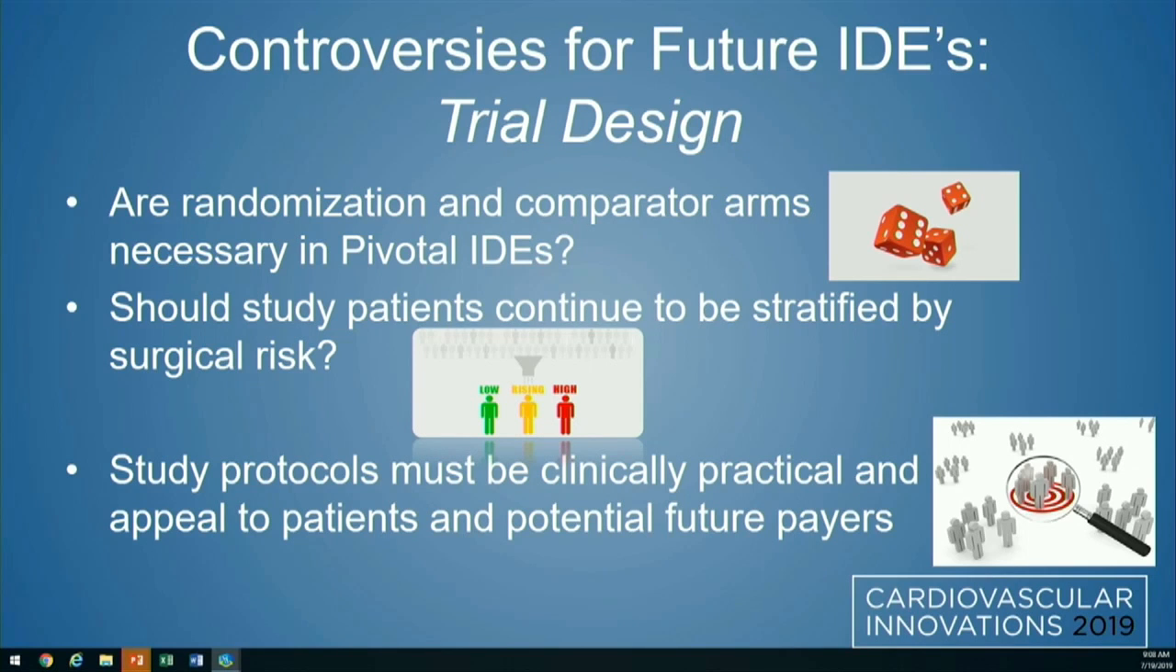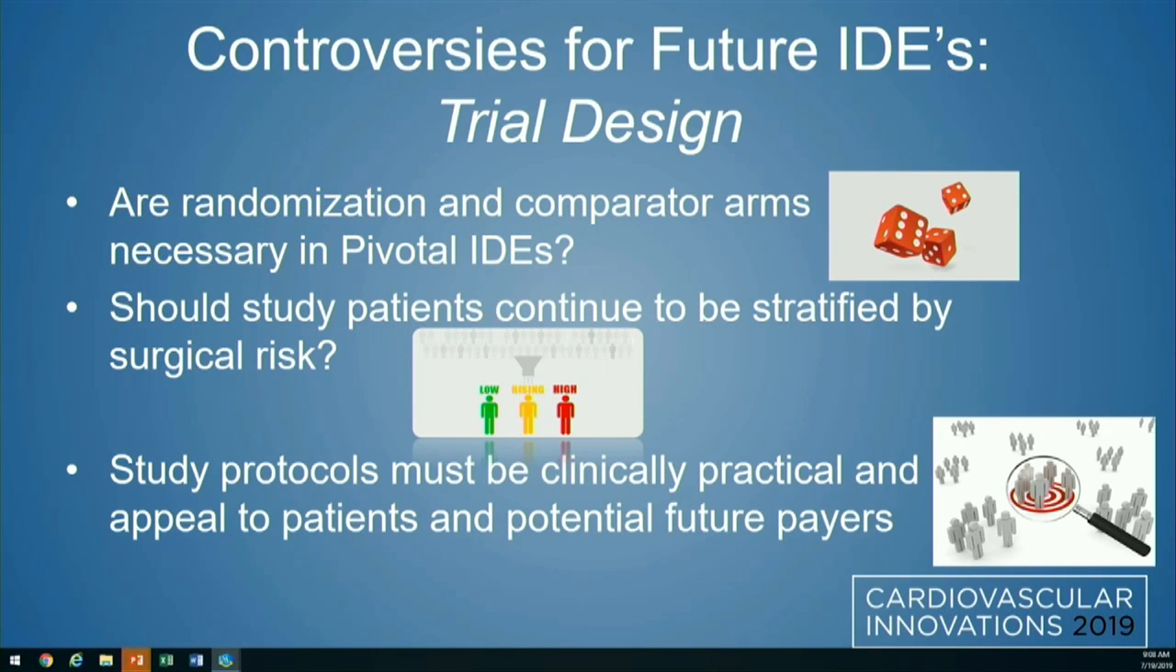Controversies for future studies. Well, is it really necessary to keep randomizing patients in these larger pivotal IDEs? I mean, if we prove that a transcatheter device is better than surgery for XYZ issue, should future transcatheter valve devices that are in pivotal trials compare to a surgical arm? I think that's an unanswered question. And should we continue to stratify patients based on risk? First we have to do this high-risk trial, then we have to do an intermediate-risk trial, then we have to do a low-risk trial. Is that really going to be necessary as we move forward?